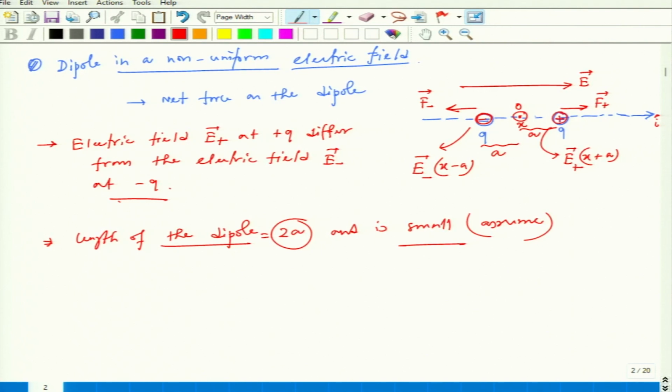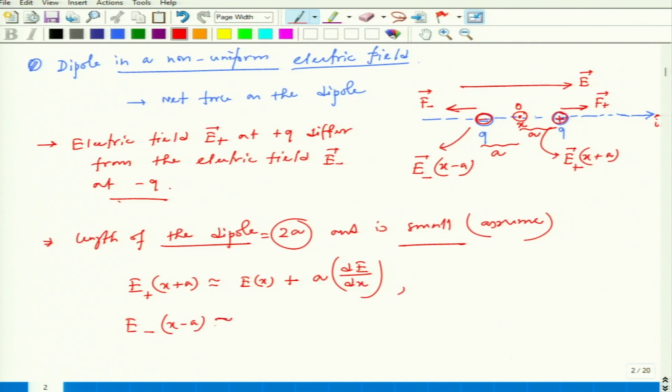So then we expand the electric field vector with respect to x. The Taylor expansion: E at x plus a is basically the electric field vector at the point x plus a times d over dx. Here we consider the total derivative, since E is only a function of x. If E is a function of x and y, then we use the partial derivative instead of the total derivative. So be careful.